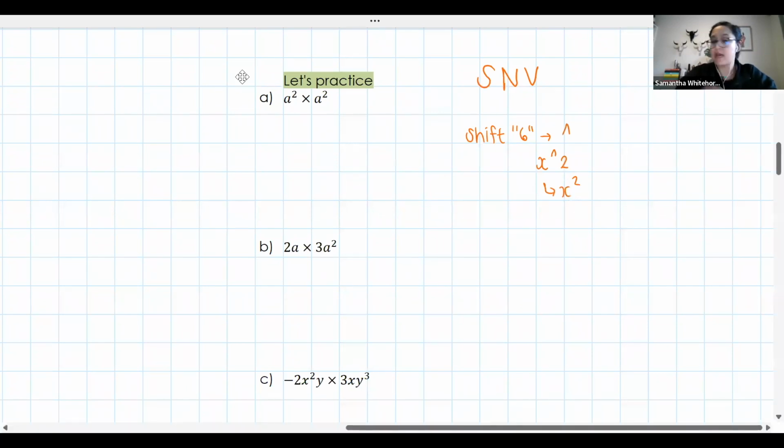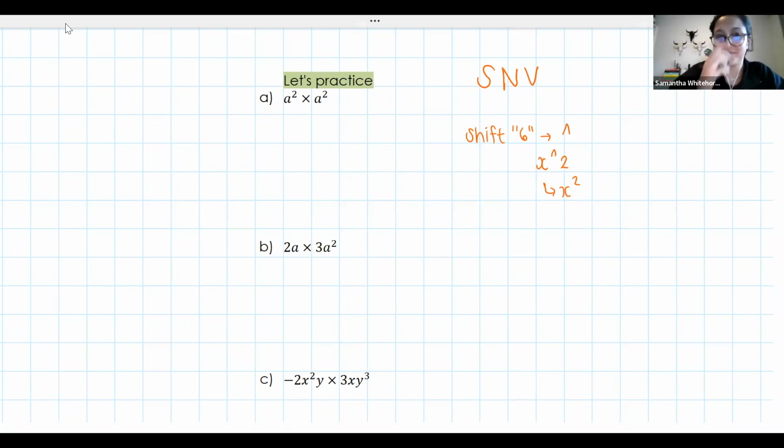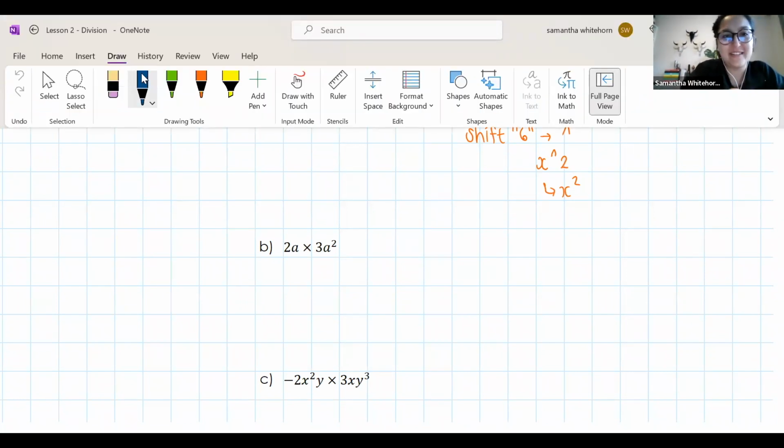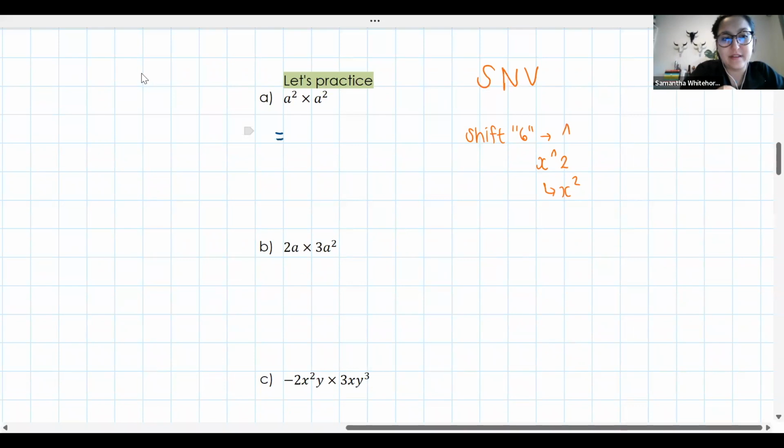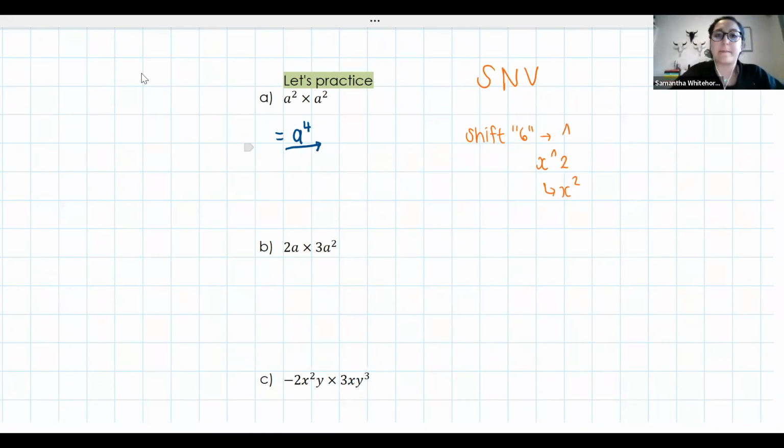Okay, anyone want to raise their hand to help me with question A? Chantal's on it. Chantal, tell me, how do I do A? In A, I got A to the power 4. Excellent, well done. And how did you get that power of 4? I said A times A equals A, and then I said 2 plus 2 equals 4. Perfect.